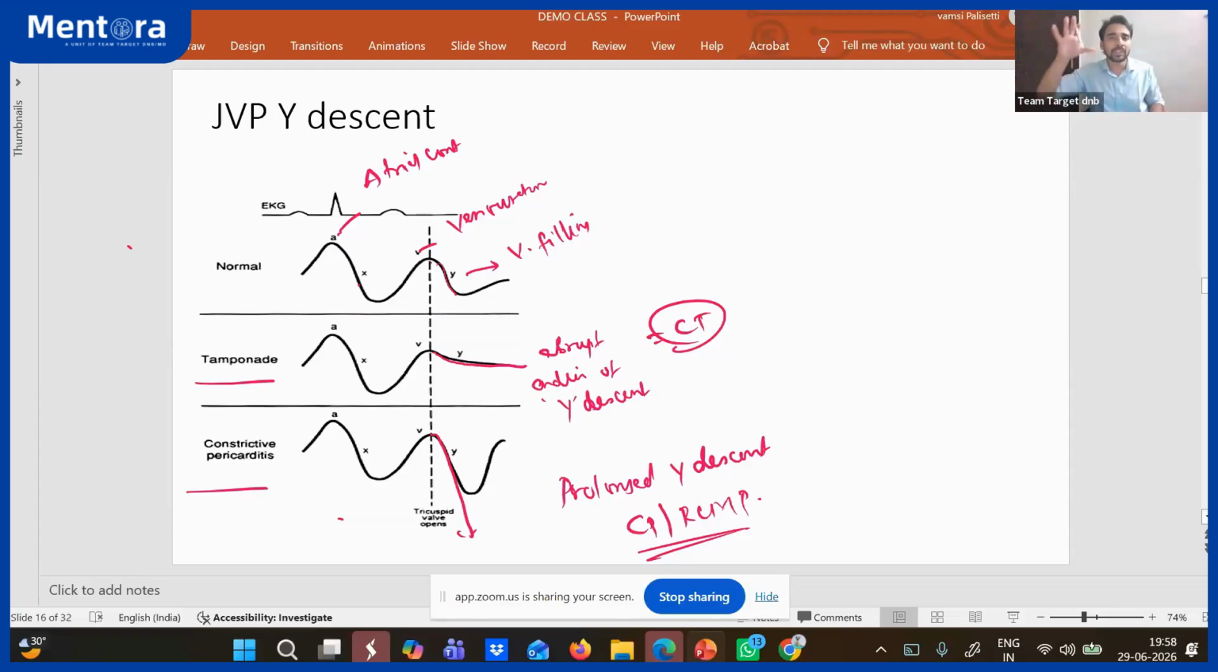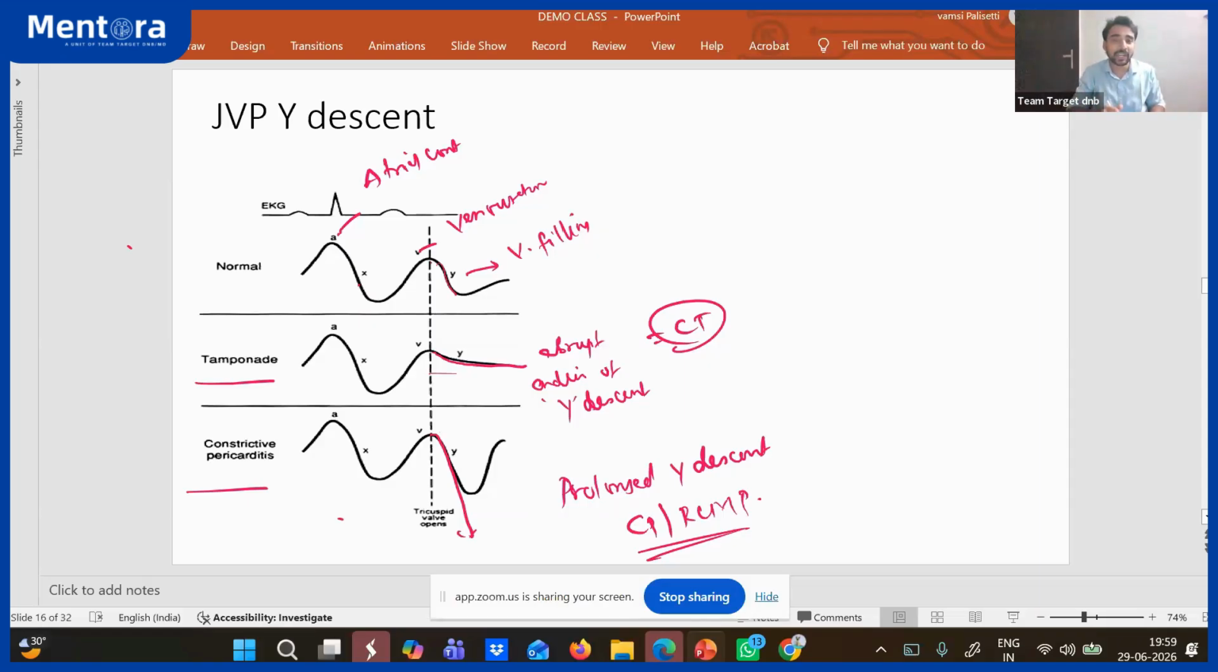In cardiac tamponade, there is complete pressure on the ventricle. Ventricle is unable to expand. So there is no blood coming from atria to ventricle. So all the blood is there in the atria only. Atrial pressure is not coming down. So the Y wave is a straight line only. It's an abrupt ending of the Y line, Y descent.